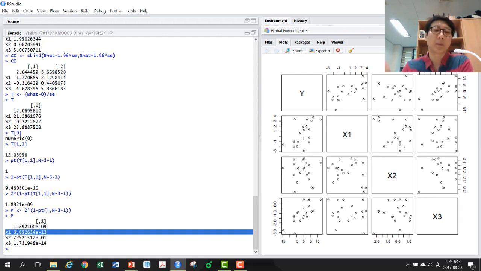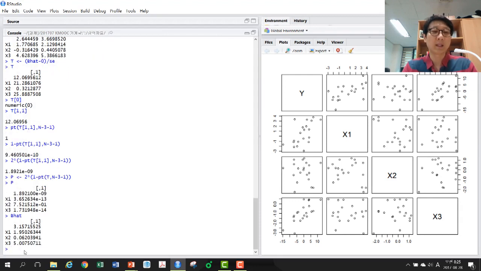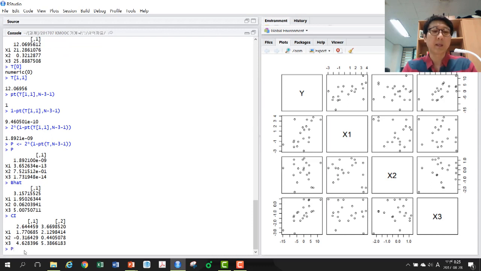Similarly, the probability that the coefficient is actually 0 is this probability, which is also very low. So there's almost no chance. However, in the x2 case, the probability that the true coefficient is actually 0 is this high, 0.75, which is a very high probability. That means we cannot say the true coefficient is not 0. This also reflects the truth, because the true coefficient is 0. Similarly, x3 has a very low value. So here finally we have the estimated coefficient beta hat, the estimated confidence interval CI, and the estimated p-value p.